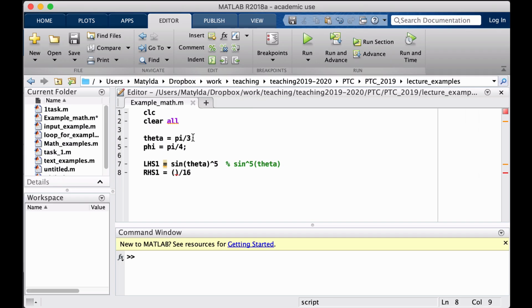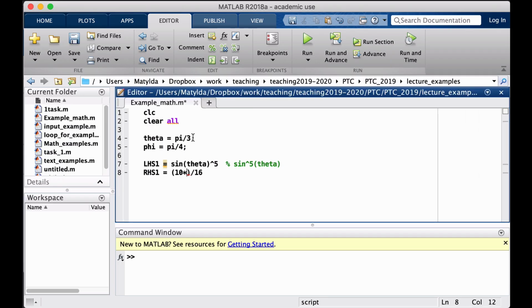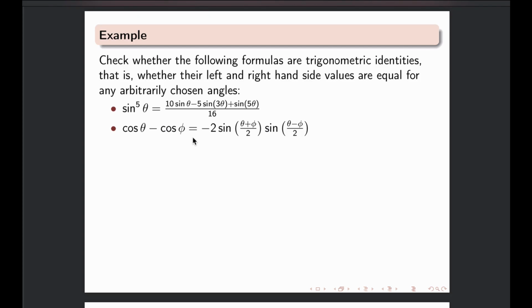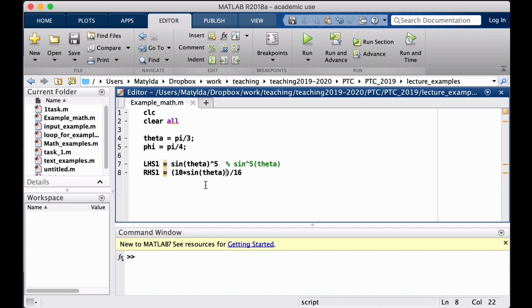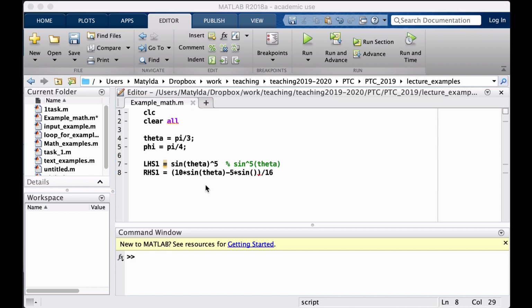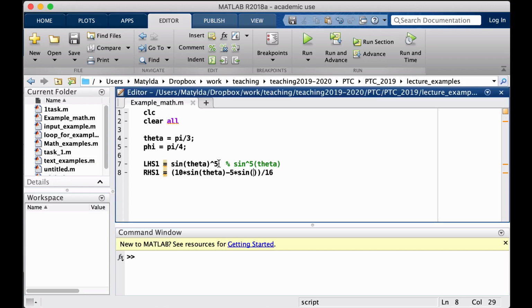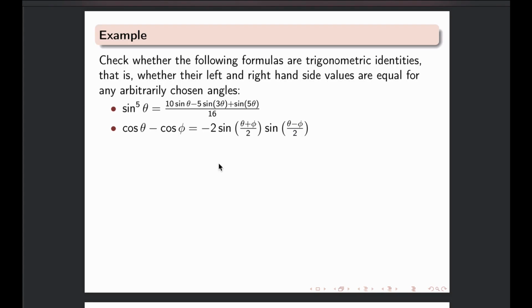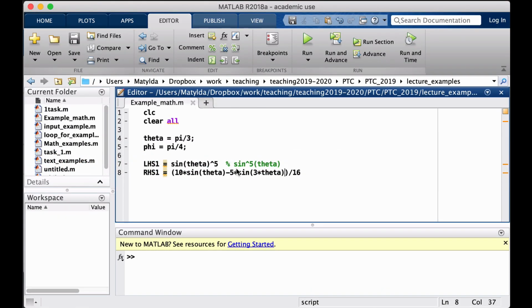So it's 10 times sine theta minus 5 times sine 3 times theta and plus sine 5 times theta.